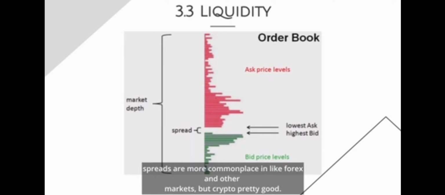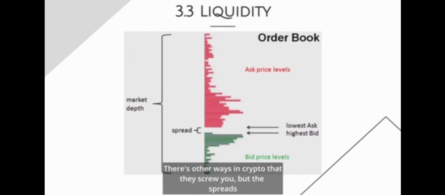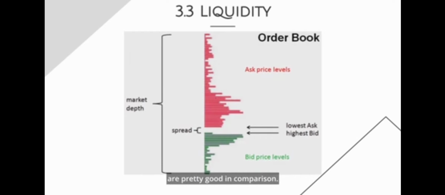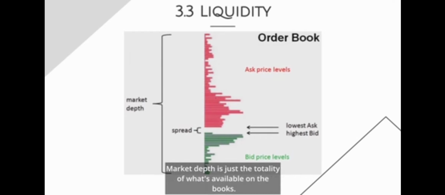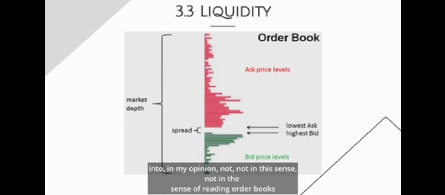Wide spreads are more commonplace in Forex and other markets, but crypto, pretty good. There's other ways in crypto that they screw you, but the spreads are pretty good in comparison. Market depth is just the totality of what's available on the books. Now, the reason that liquidity is not something worth investing a lot of time into, in my opinion, not in the sense of reading order books, is because the market is so fractured in crypto.